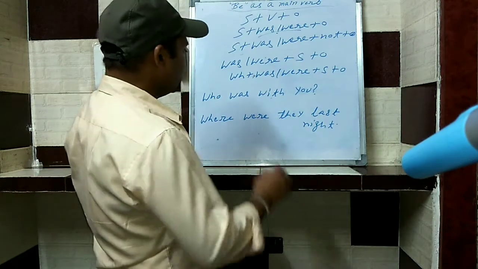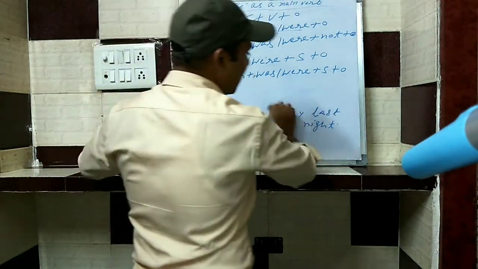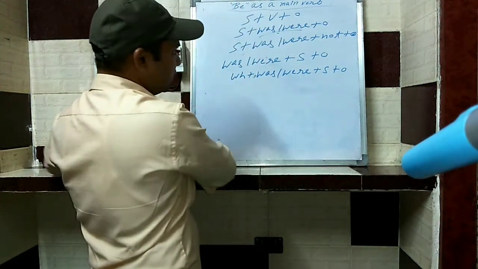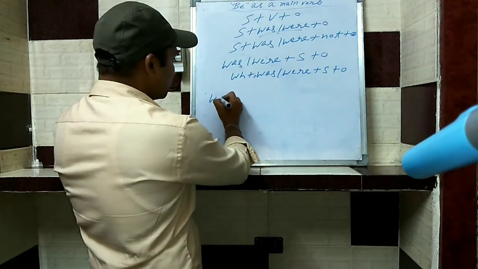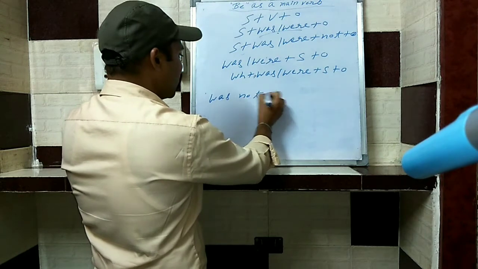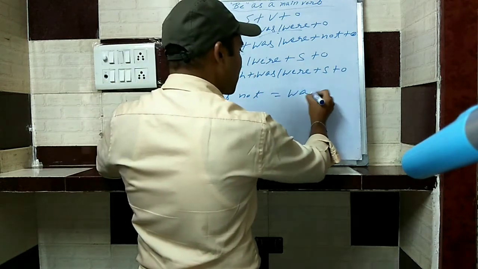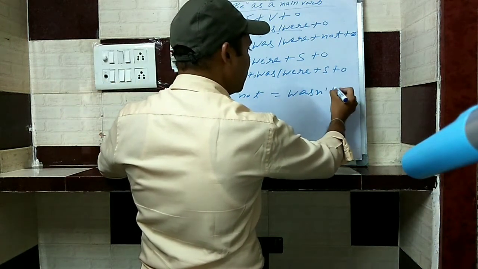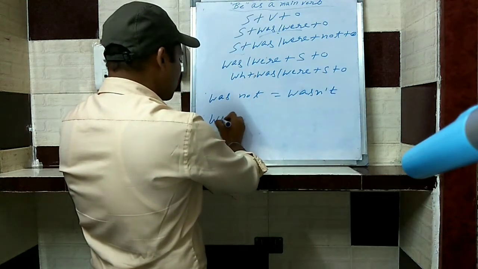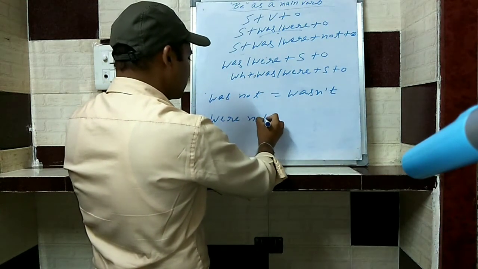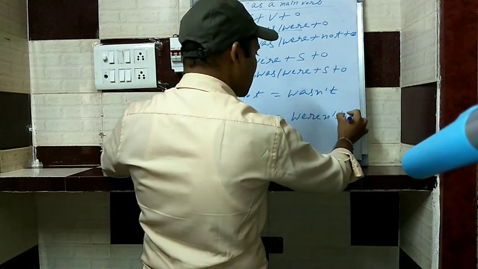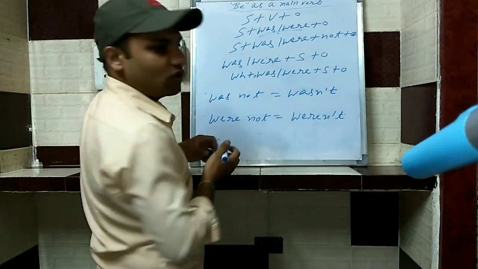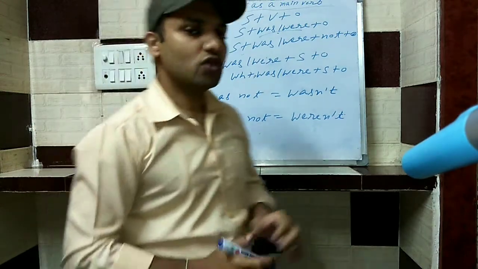Okay, last one thing is sometimes we use the abbreviation in negative sentences. So in that, if you want to use was not, at that time it could be wasn't in a short form, and if you have to use were not, then you can use weren't. So it is abbreviation of was not and were not. So you have to work on it.